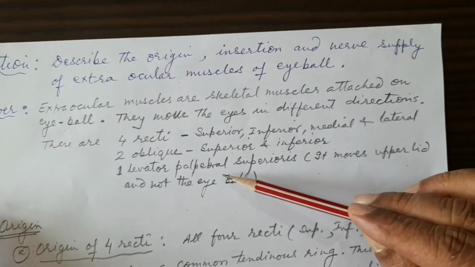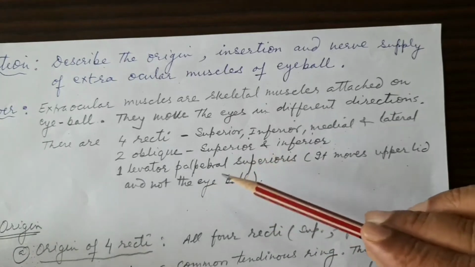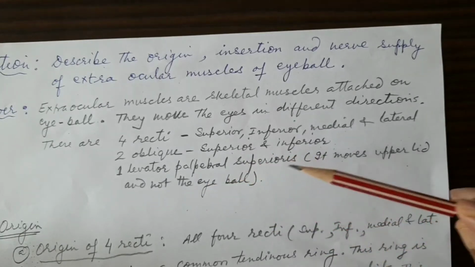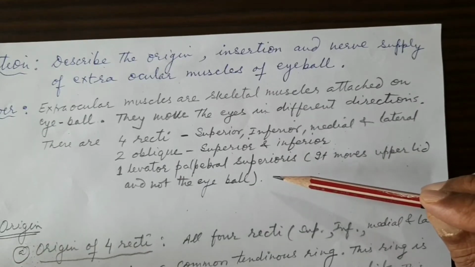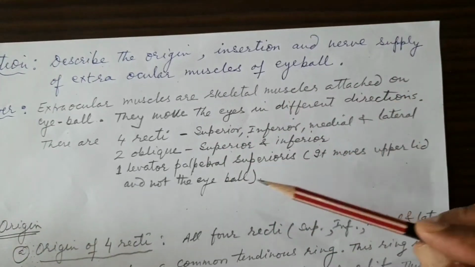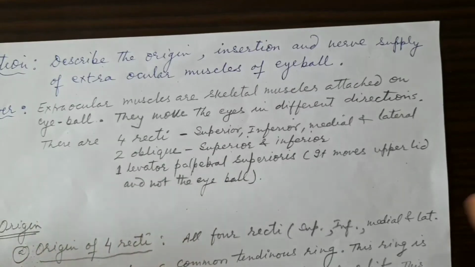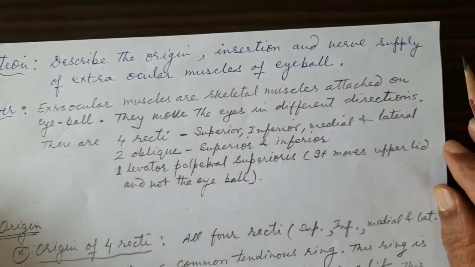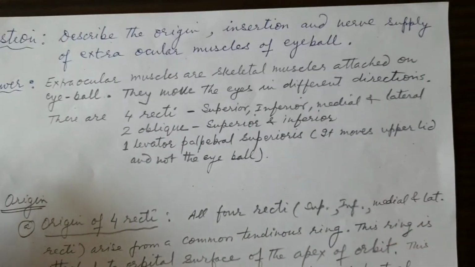And the other muscle, which I said will only move the upper eyelid, is called levator palpebrae superioris. Levator because it elevates. When it contracts, it pulls the upper eyelid upwards to open the eye. So we are going to learn about the seven muscles present in the orbital cavity, which are mostly attached to the eyeball, and one is attached to the upper eyelid.